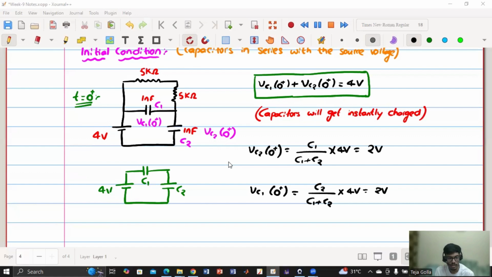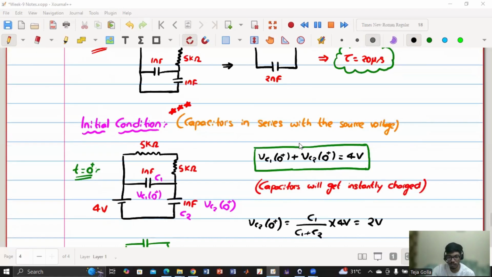Is that your query? Yes, sir. So in the initial condition, resistor dynamics are not coming into the picture because the capacitor will get instantly charged. So we are just considering the capacitors and calculating the initial condition of the capacitor. At the final condition, or at t equals infinity, capacitors will be open, so the capacitors will not come into the picture. That we are going to do now.